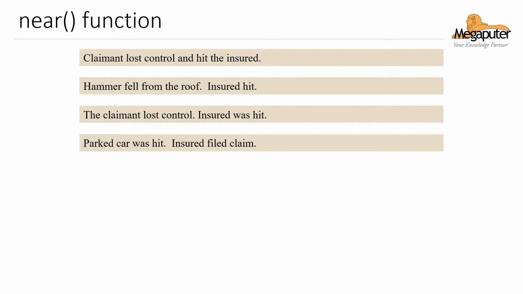Let's look at an example. Suppose this is your corpus of records, and you want to match records which mention the insured person or vehicle being hit. We see that all records meet this requirement, so we need to write an expression which matches all the records. Notice that the words insured and hit appear in different orders in different records. In the first and third records, they are not adjacent to each other, and in the last record, they appear in different sentences. In such cases, near is the appropriate function to use.